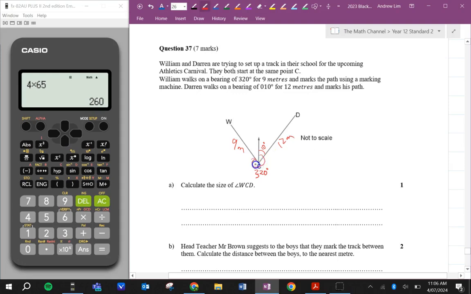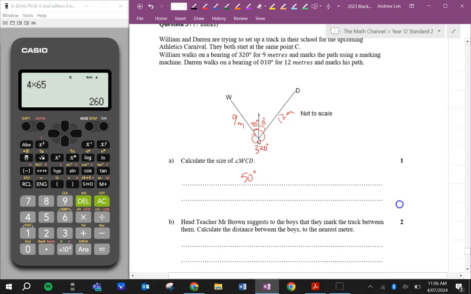Because that's 320 and a full revolution is 360, this is 360 minus 320, which is 40 degrees. So therefore angle WCD must be 50 degrees, 40 plus the 10.